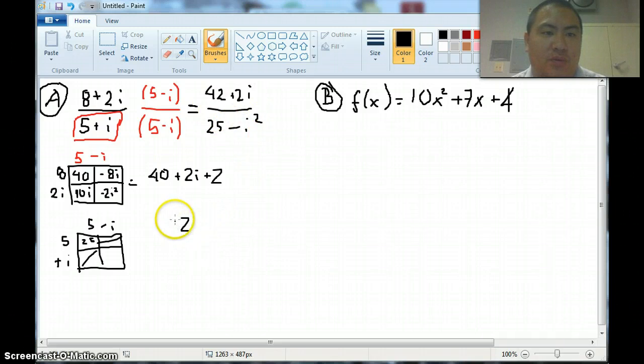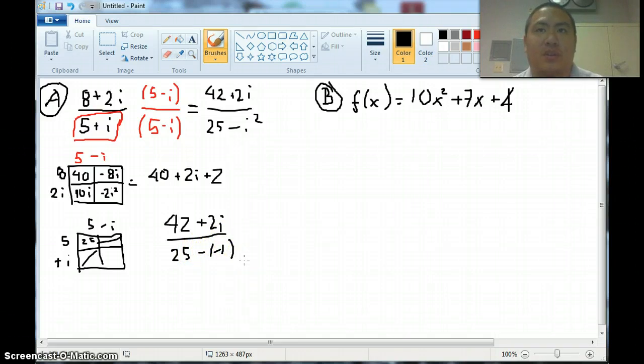I can go ahead and simplify this more here. So I have 42 plus 2i all over 25 minus negative 1. And remember, because i squared is the square root of negative 1 times the square root of negative 1, you get negative 1. So that leaves me with 42 plus 2i all over 26.